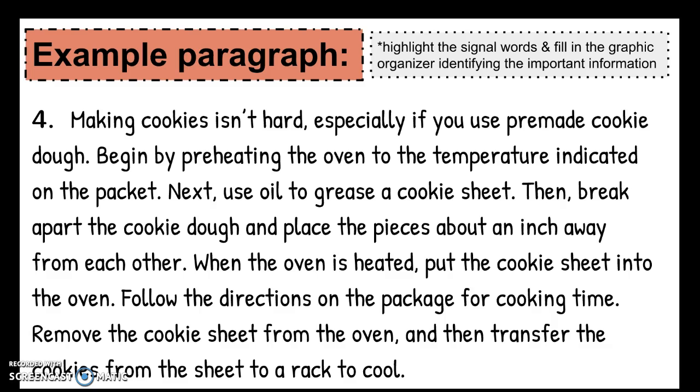So I see lots of different signal words here. I see begin. That tells me my first step. Next. Then. Here's a dependent clause, when the oven is heated. But it also definitely answers the question when. It puts this event in sequence with other events before it. And I see then. And there are some other steps in here that don't have signal words with them, but within the context of the paragraph and where they're placed, you should be able to pull the important information out.